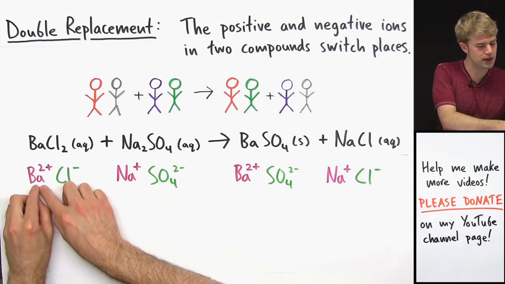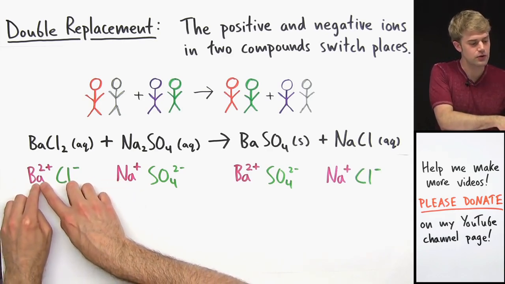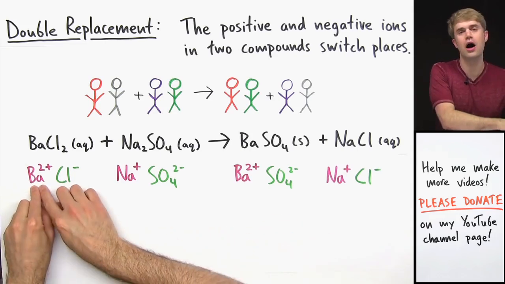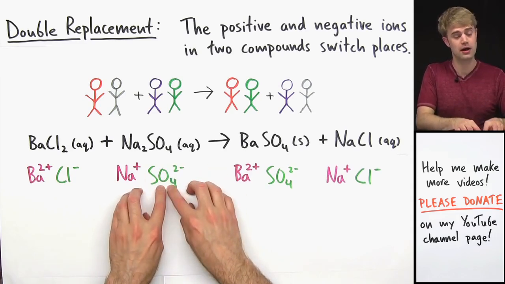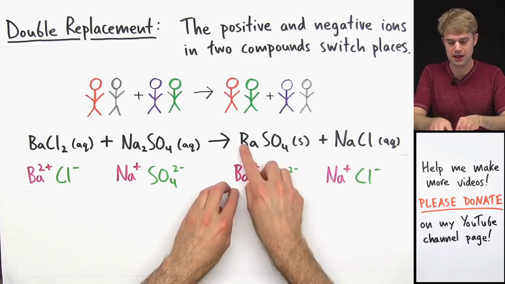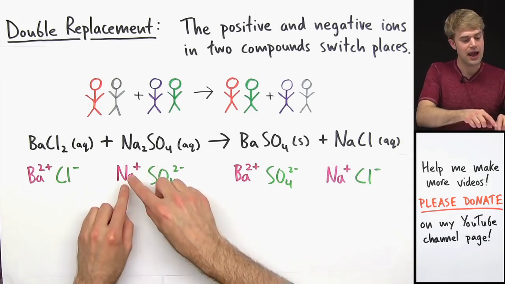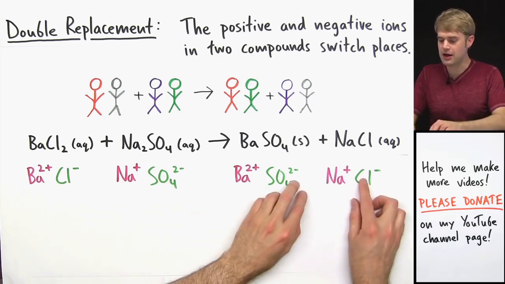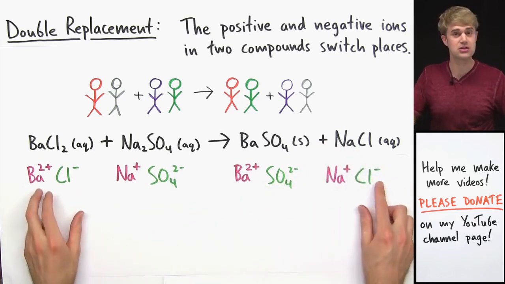So Ba2+ and Cl- were initially paired up. But then Ba goes and gets switched. It finds a new dancing partner. It has to find the other negative ion, right? So the other negative ion here is SO4 2-. So Ba2+ and SO4 2- end up together, making BaSO4. And then sodium, Na+, has to find the other negative ion, which here is Cl-, and they end up paired up over here. Na+ and Cl-, making NaCl.